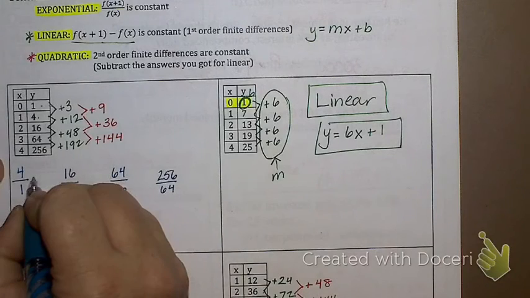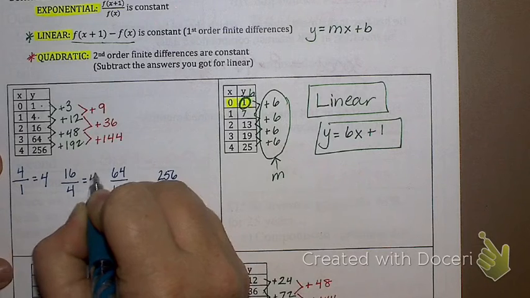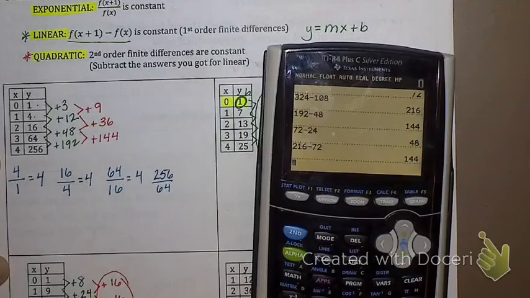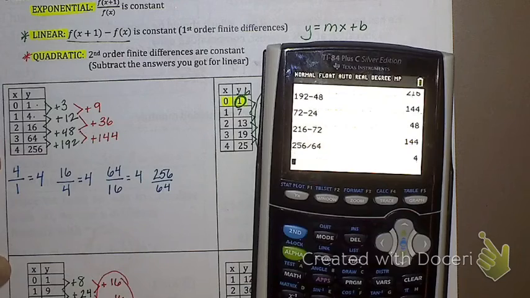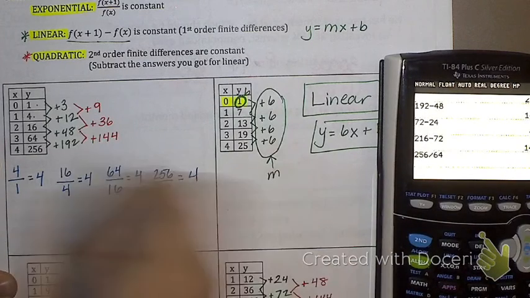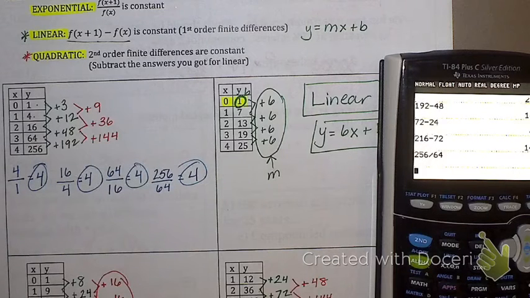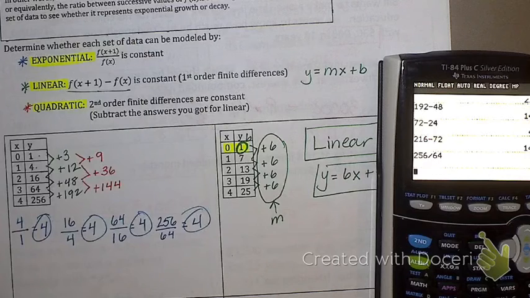What does 4 over 1 reduce to? What does 16 over 4 reduce to? What does 64 over 16 reduce to? And I'm guessing that 256 over 64 also reduces to the same thing, and it does. So my constant happens with these fractions, not with those finite differences. That's what makes it exponential. Okay? Now, something that is very critical.